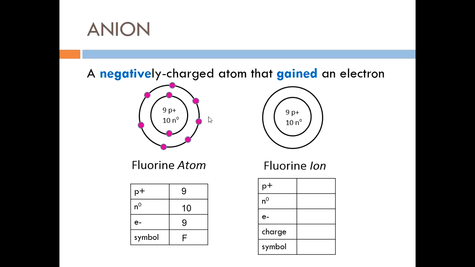Now let's take a look at the fluorine ion. Fluorine ion still has the same amount of protons and the same amount of neutrons. Now, a fluorine atom will gain 1 electron. So how many electrons will it have? If it had 9 and it gains 1, then it has 10 total electrons. So what's the charge? It gained an electron, therefore it's a negatively charged atom, and we're going to write 1 next to it because it gained 1 electron. So what's the symbol? Capital F, superscript 1 minus.